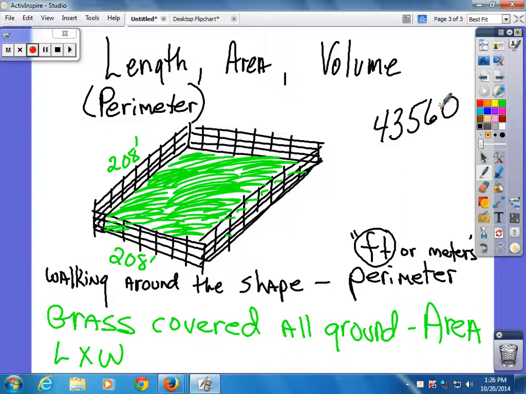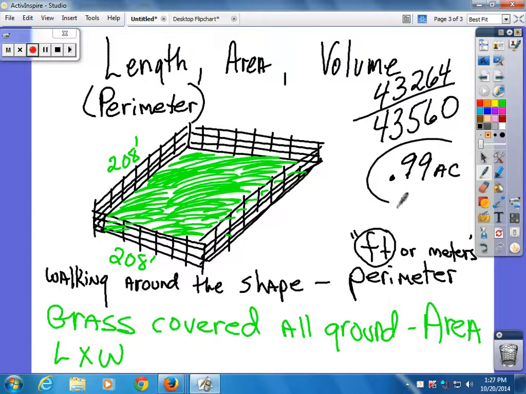All right, take 43,264 and divide it by 43,560. What do you come out with? 0.993 what? 0.993 acres. Each 1 acre.